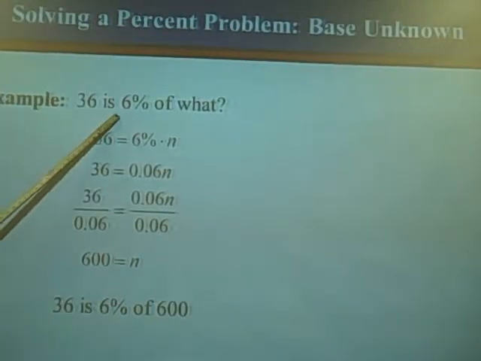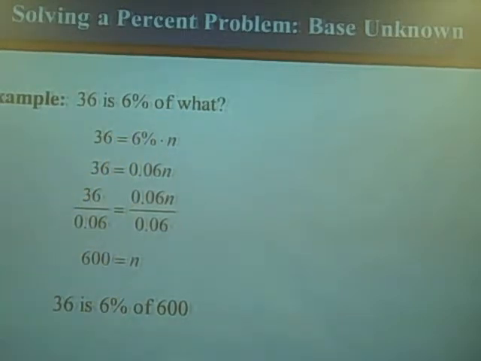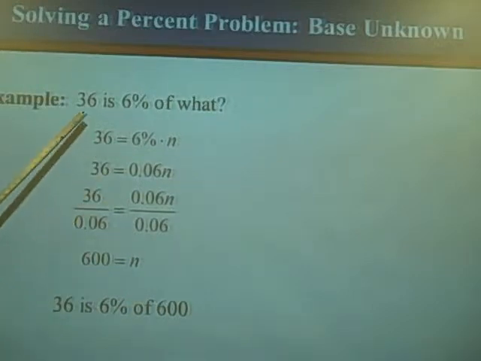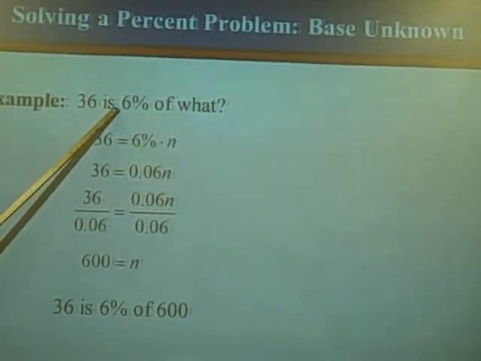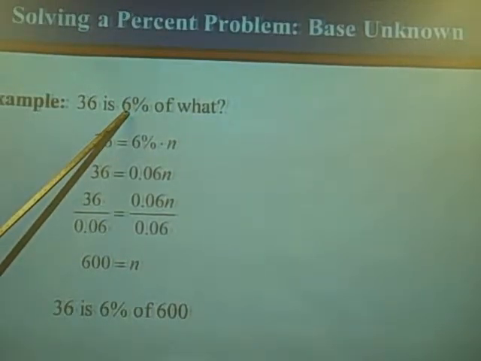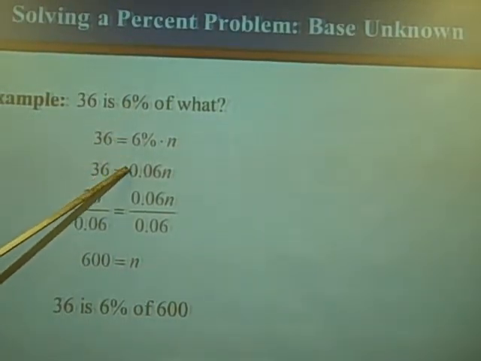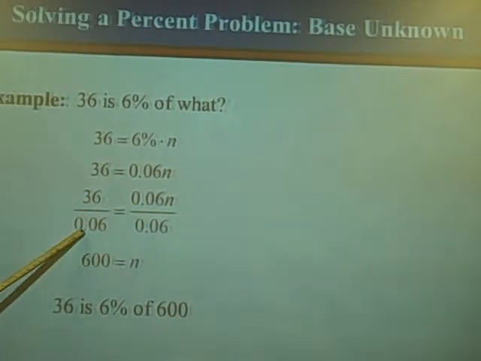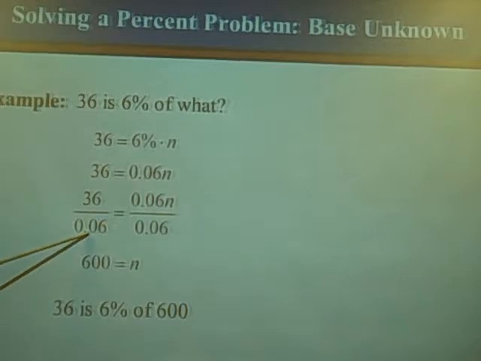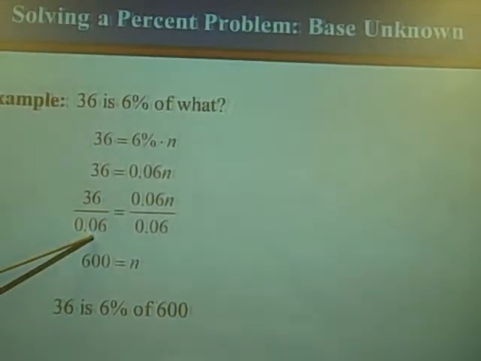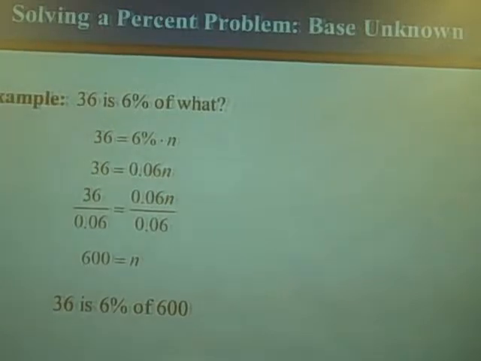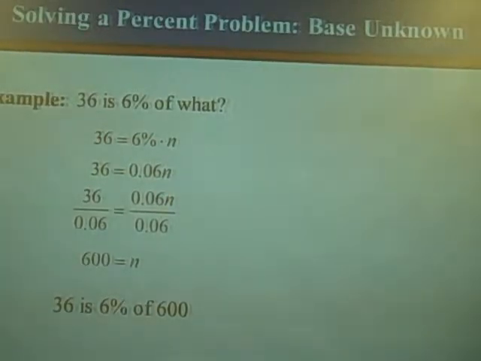Okay, 36 is 6% of what? What are we looking for here? The amount, percent, or the base? The base, good. 36 equals, means our equals. We change that 6 to a point what? 0.06, right. Times n, divide by 0.06. Funny thing about dividing by a decimal that's smaller than 1: your answer actually comes out larger. So 600, so we can say that 36 is 6% of 600. Okay?